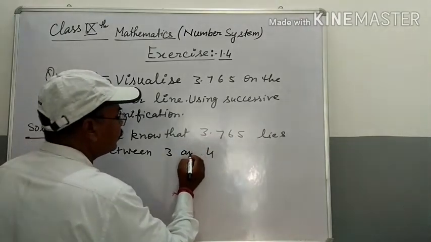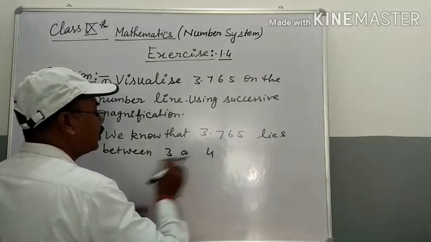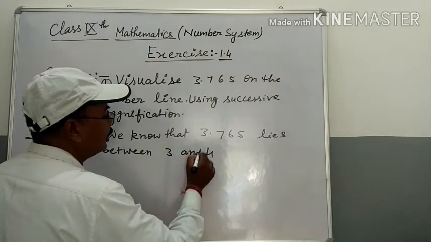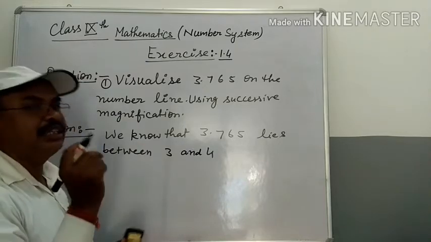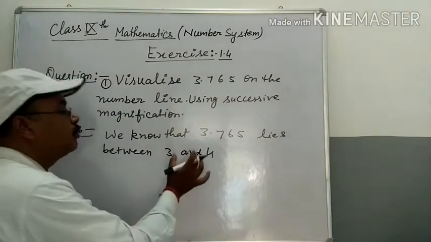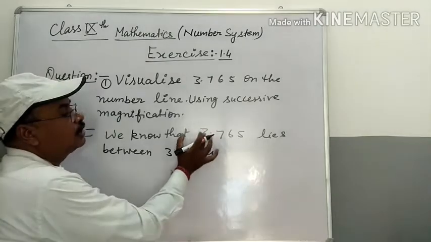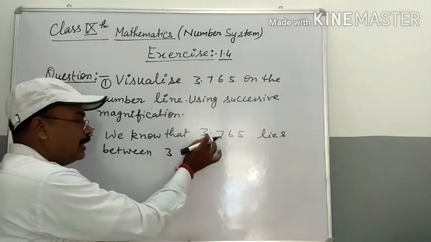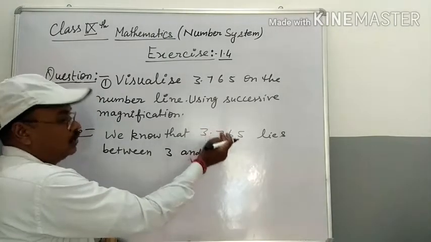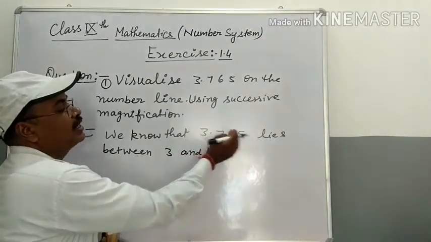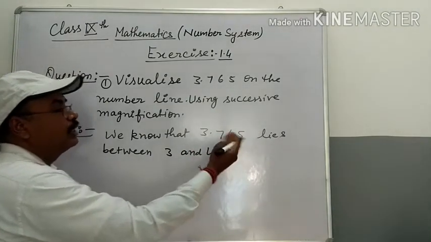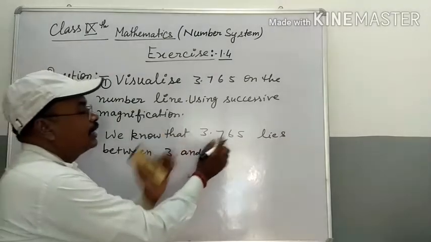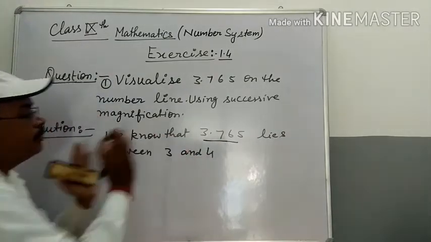Students, to visualize 3.765, that number, there is an idea created in our mind. That number is between 3 and 4. That is not complete 4 and that is 3 plus 0.765, not complete 4. It means that number lies between 3 and 4.